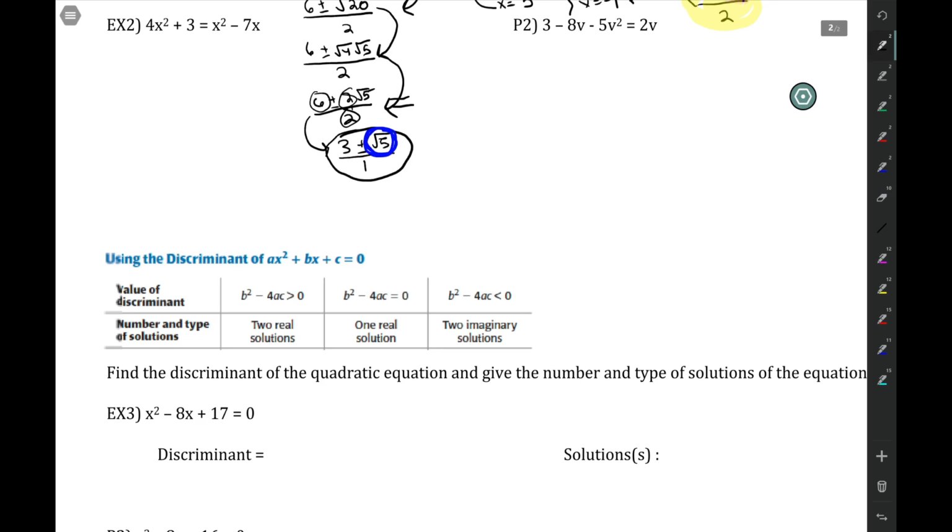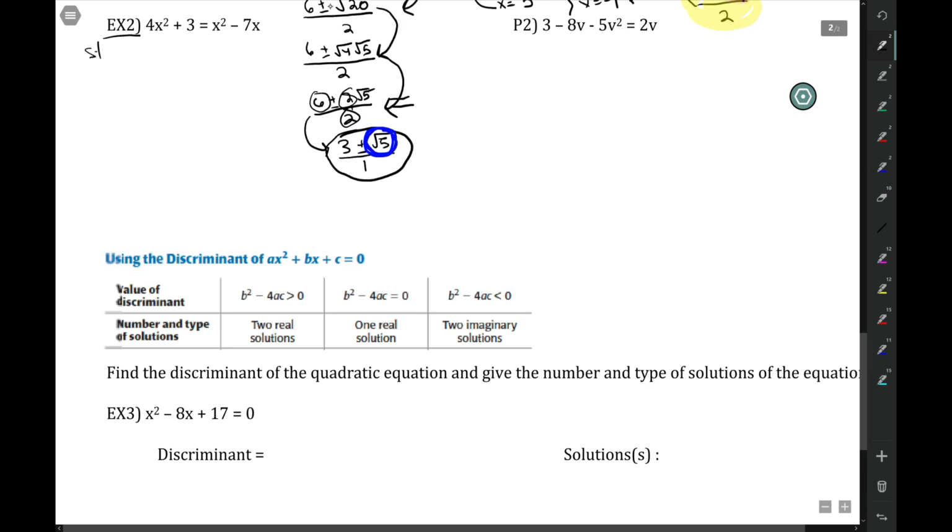Okay guys, just some more practice here going and using the quadratic formula. So example 2, again, we need to be in standard form. So we need to standardize it. Meaning we need to subtract x squared and we need to add 7x. Now be careful, okay?